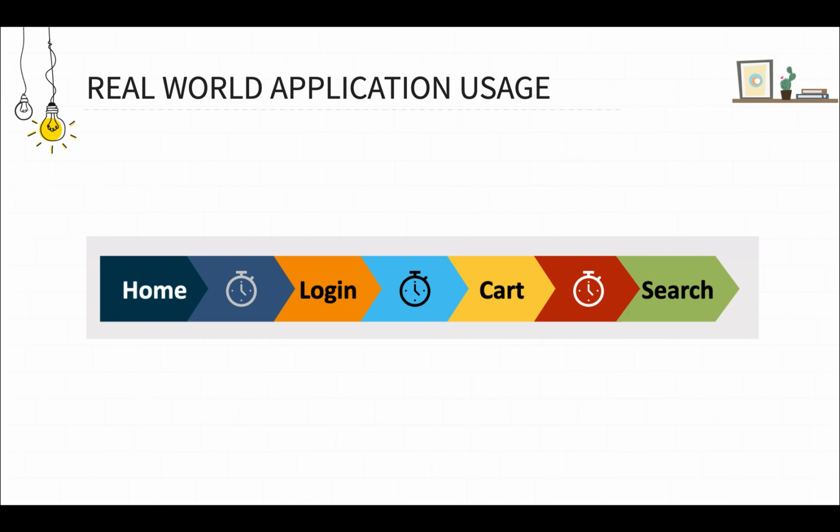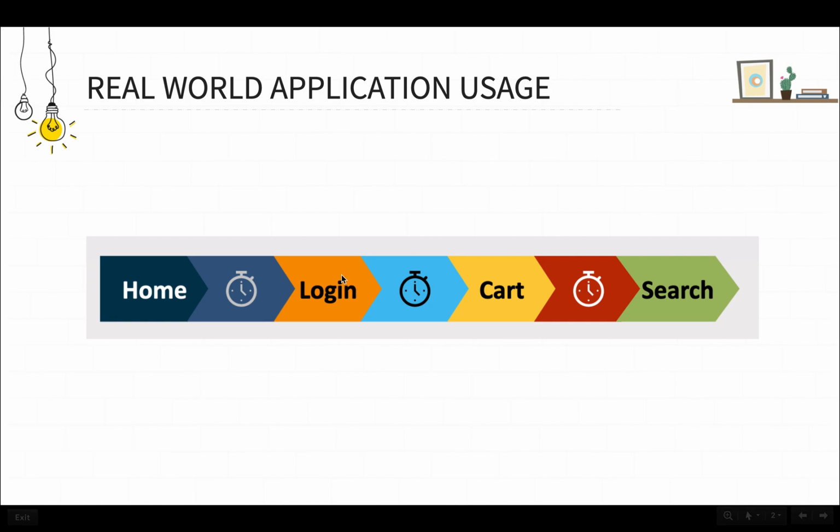Let's say you have an e-commerce web application, and users are going to the homepage, then the login page, then the cart, and then they are searching for some item on your site. In reality, users will not be continuously hitting these endpoints or pages. They will come to the homepage, go through some content, locate a login link and click on it, and then the login page will be displayed. Once they are on the login page, they will maybe enter the credentials and click on the submit button.